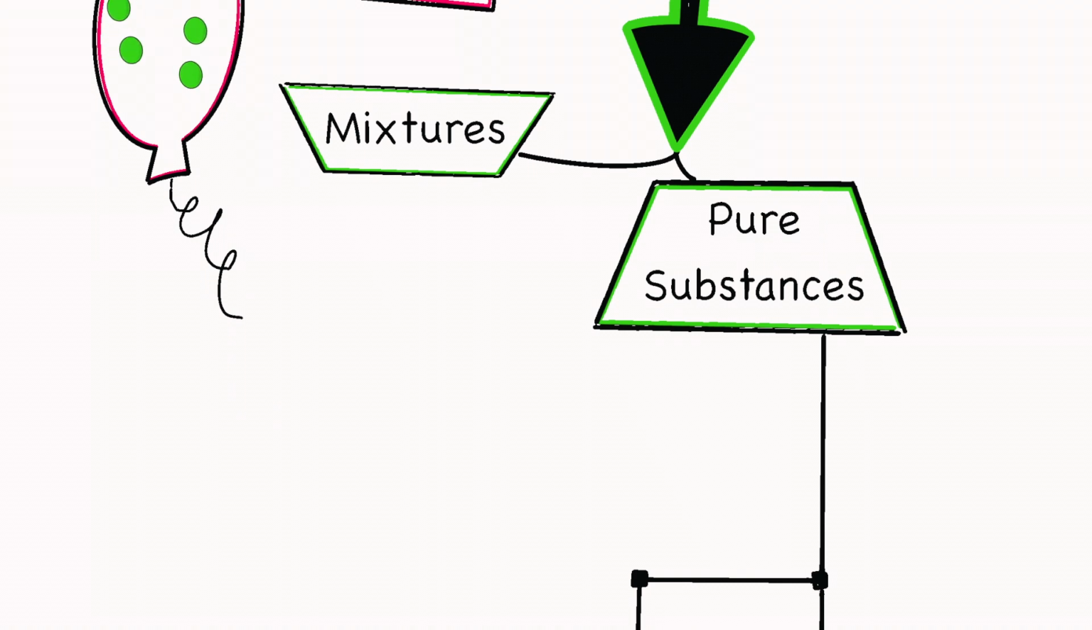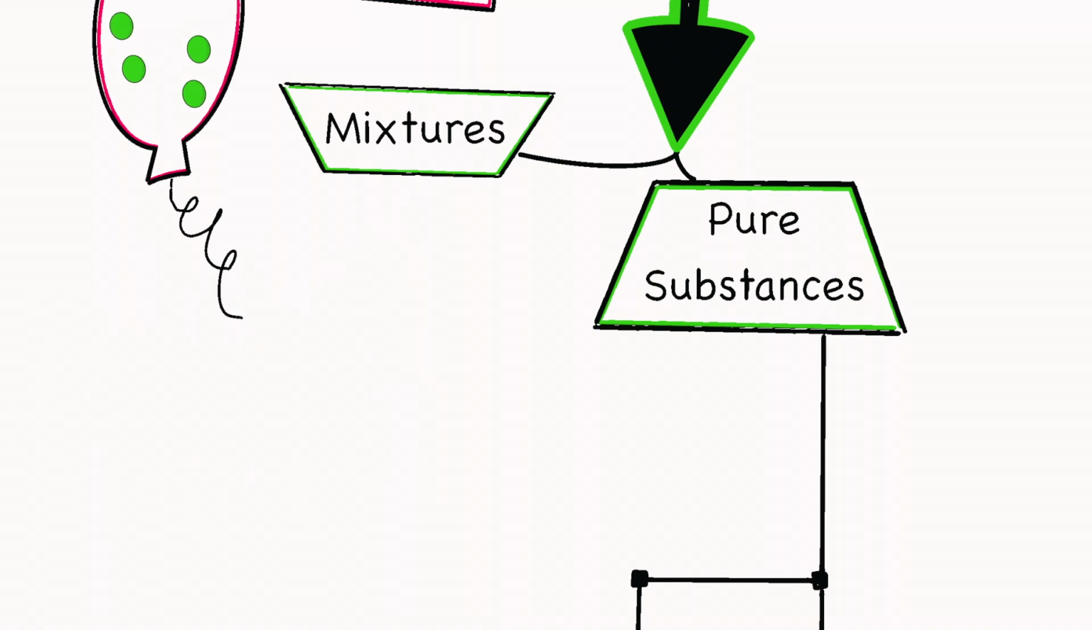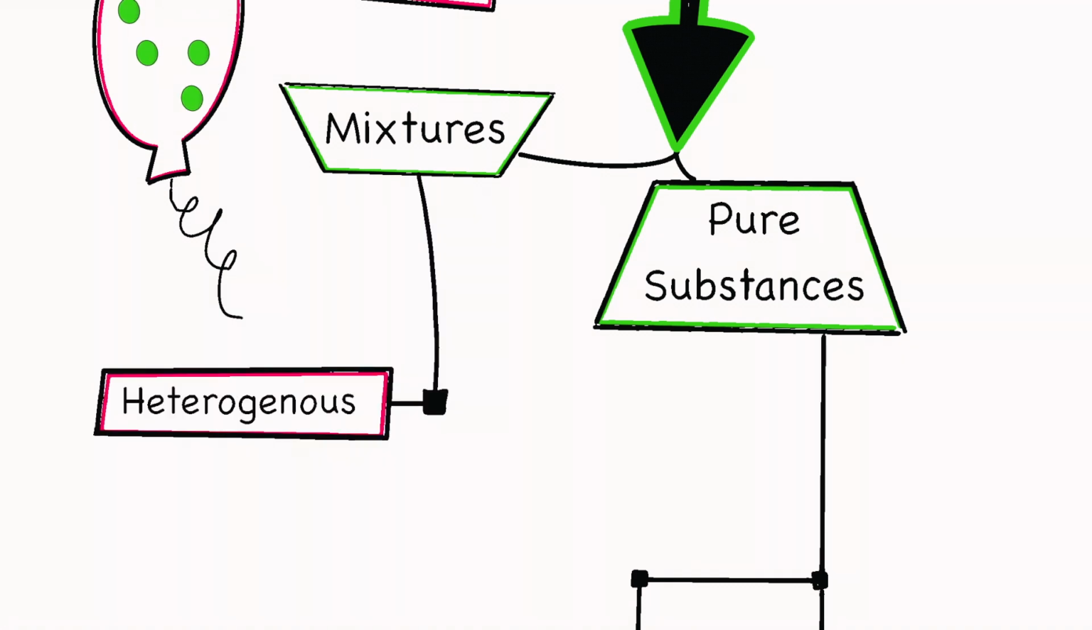Mixtures are substances that contain two or more components that can vary in concentration from sample to sample. For example, if I do not mix my sugar well in my tea, the sweetness of my drink will vary from sip to sip, or from drink to drink. There are two types of mixtures we will talk about. The first one is a heterogeneous mixture.